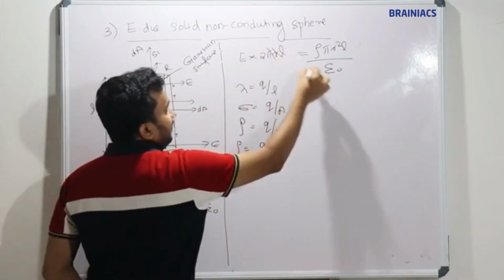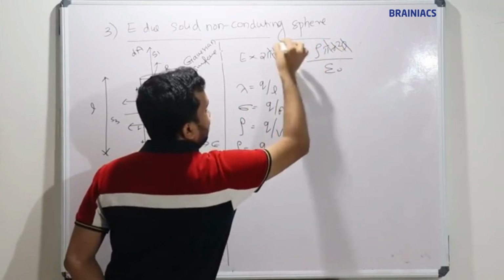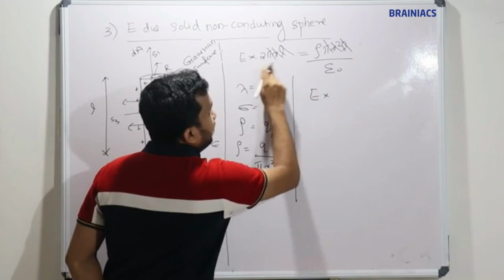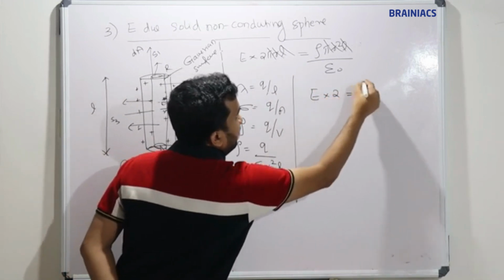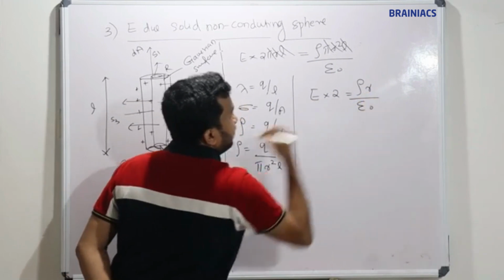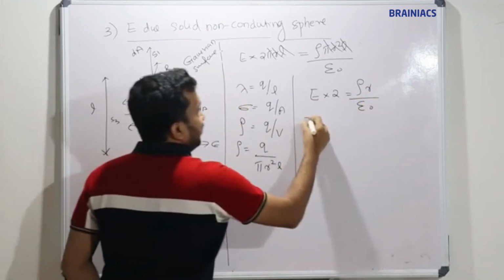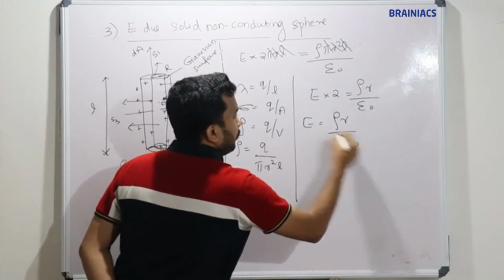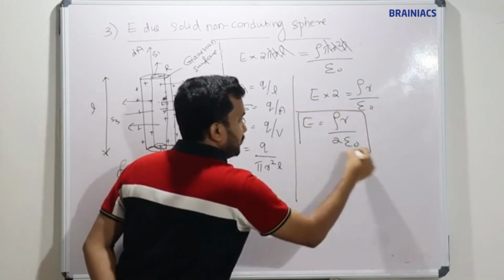Pi cancels, r cancels, pi cancels, r cancels, L cancels. So what is the balance here on the left side? E into, here we have only 2 available. On the right side we have rho and r, denominator epsilon 0. So the formula is E equal to rho r divided by 2 times epsilon 0.